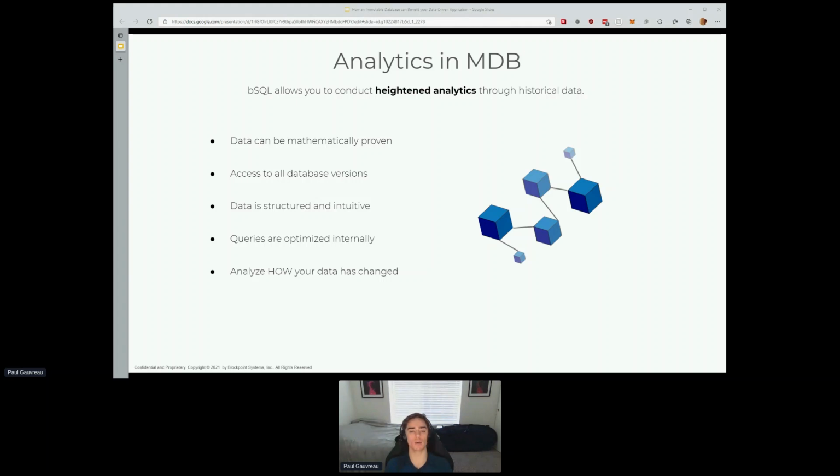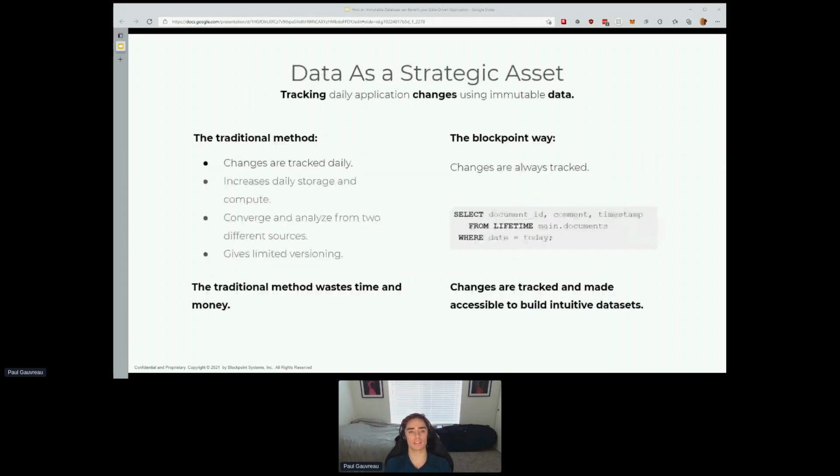One of the keywords we'll go over is the lifetime keyword, right? If you think of a traditional select statement, BSQL has this lifetime keyword, and the lifetime keyword essentially allows you to peer back into the history of the system and look at different versions of the database. And so this comes into data as a strategic asset, right?